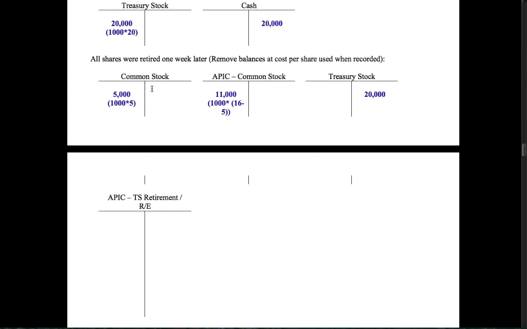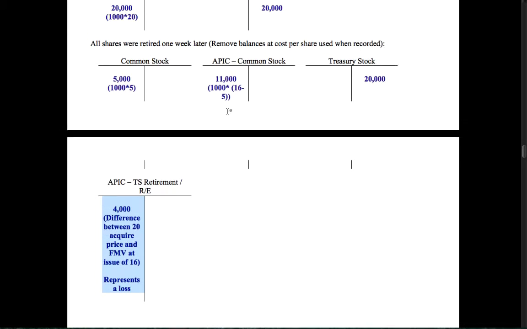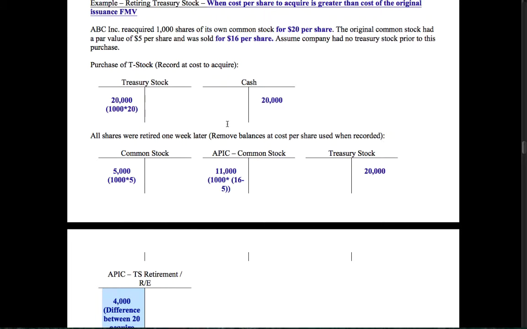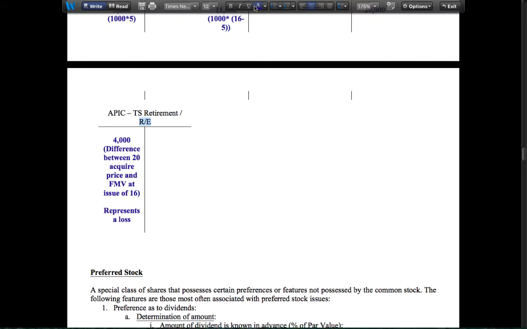As you can see, these entries do not offset. We are still $4,000 short. And as I mentioned previously, when you have a circumstance where the cost you paid to reacquire the shares is greater than the cost that you originally sold them for, you are going to reflect a difference in this additional paid in capital of treasury stock retirement or retained earnings. The only time in which this would hit treasury stock retirement is if there was an existing balance here. Otherwise, they would hit retained earnings, and that is what you need to make sure you are aware of.